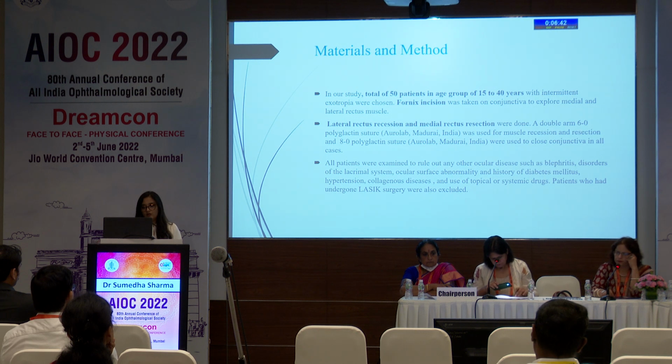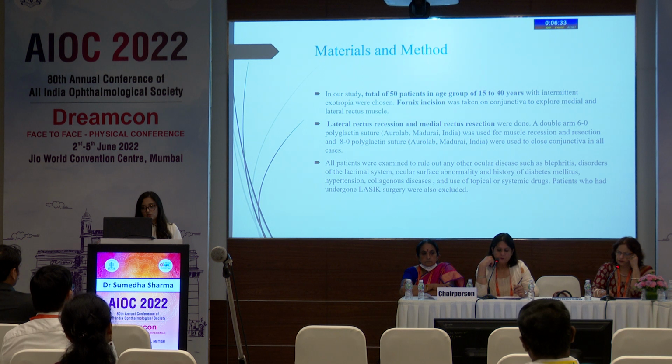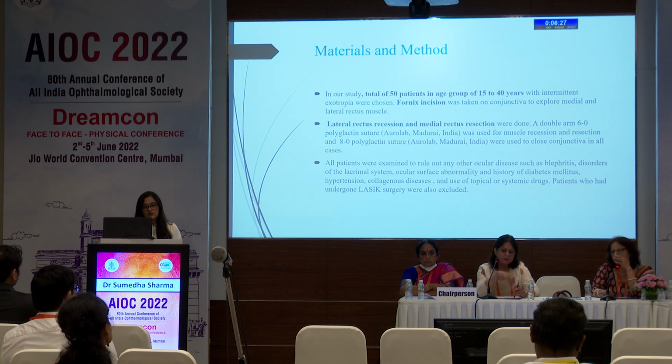In our study, we took a total of 50 patients in the age group of 15 to 40 years who had intermittent exotropia. Fornix incision was taken on conjunctiva to explore the medial and the lateral rectus. Lateral rectus recession and medial rectus resection were done in all the patients.